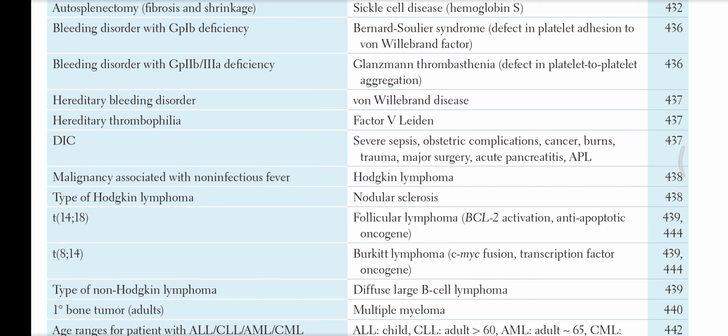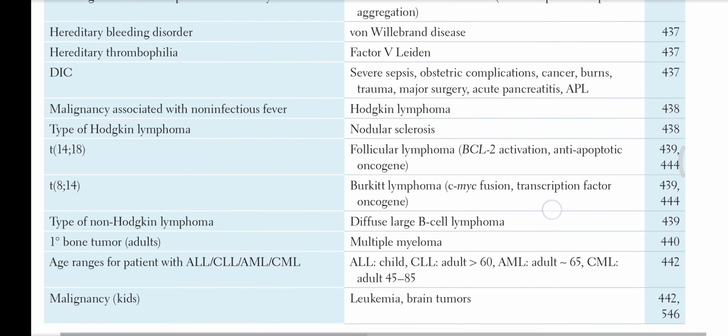Bleeding disorder with GP2B 3A deficiency. It is Glanzmann thrombasthenia. It is defect in platelet to platelet aggregation. So, Bernard-Soulier syndrome is associated with GP1B deficiency, and bleeding disorder with GP2B and 3A deficiency is Glanzmann thrombasthenia. Hereditary bleeding disorder is von Willebrand disease. Hereditary thrombophilia, factor V Leiden.